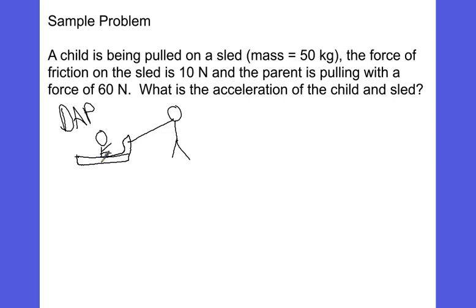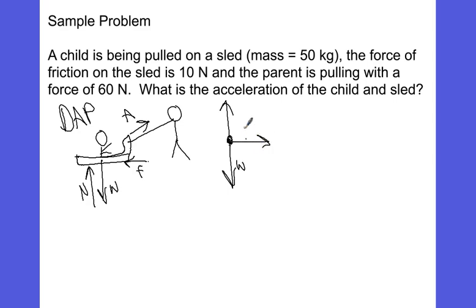And if I look at what forces are on the child, there's weight, there's the normal force, there's friction pushing back on the sled, and then there's the applied force of the parent. A lot of times I want to simplify that, and I just want to look at the child and the sled, there's the normal, there's the weight, there's the applied, and there's friction.